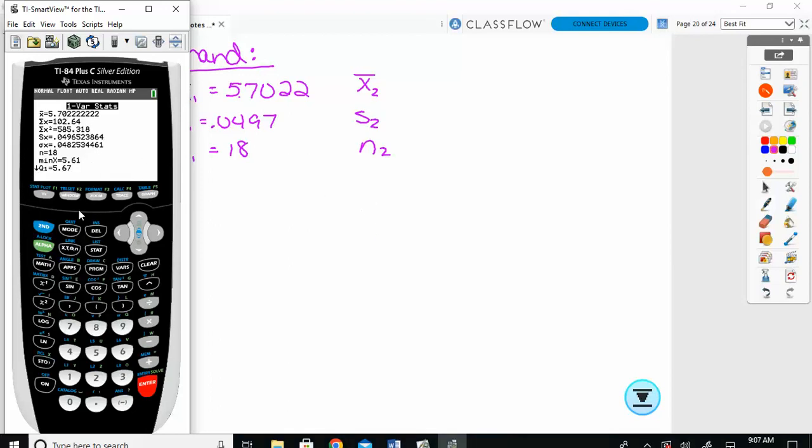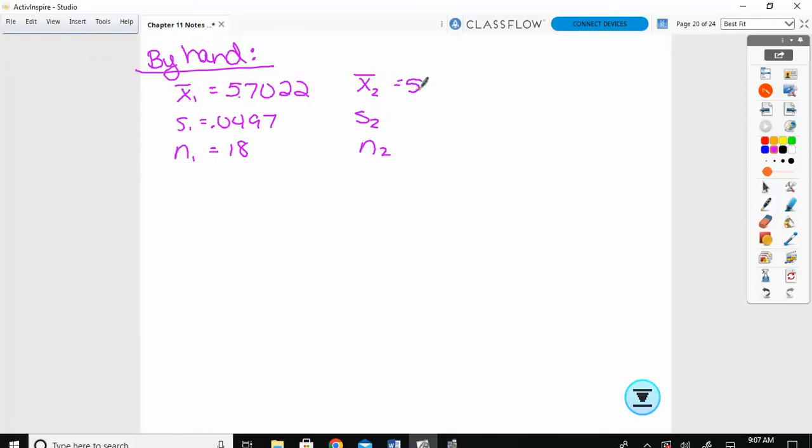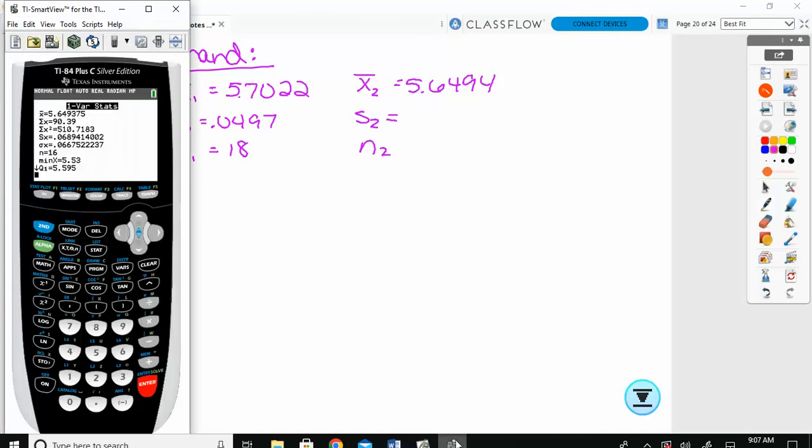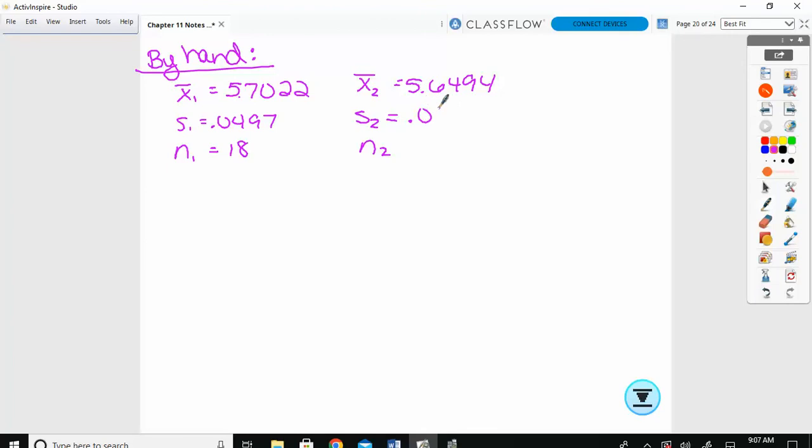It does not give me the mean of the whole population there, so I don't know mu of the first. Let's repeat this for my second list, so I need to do one variable statistics again, but this time I'm going to make my list L2. So the mean of the second is 5.6494. Standard deviation of the second, 0.0689. And the number in the second set was 16.